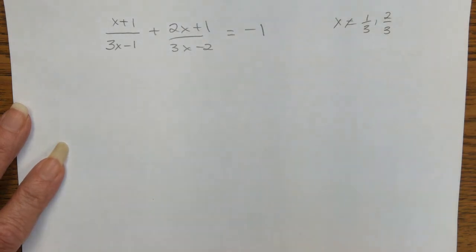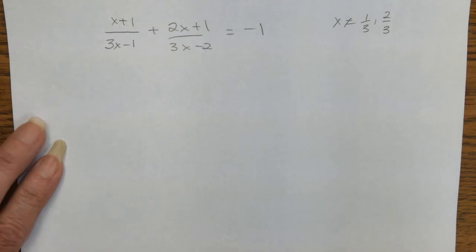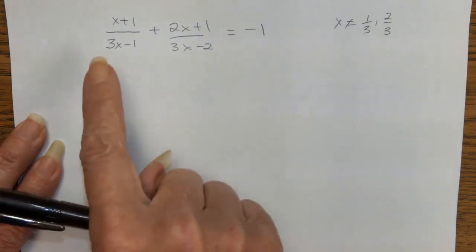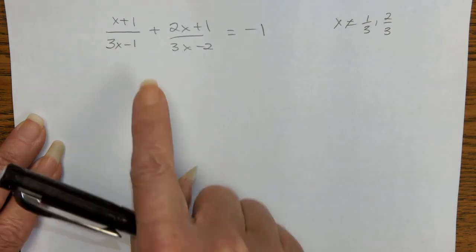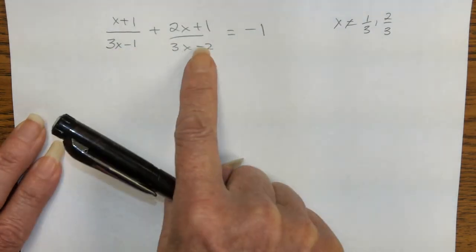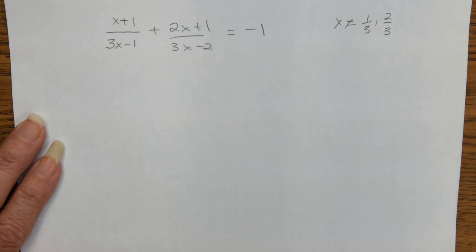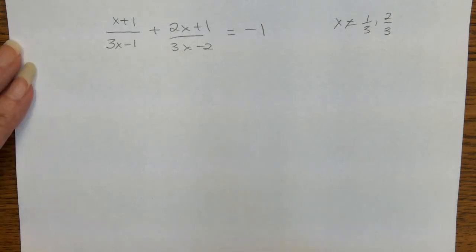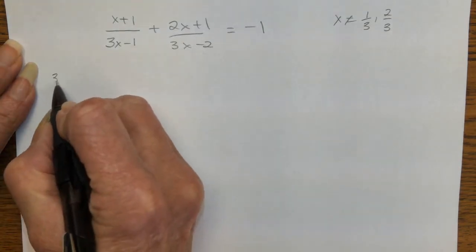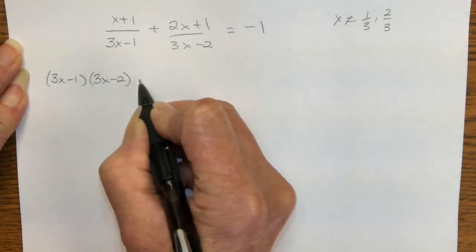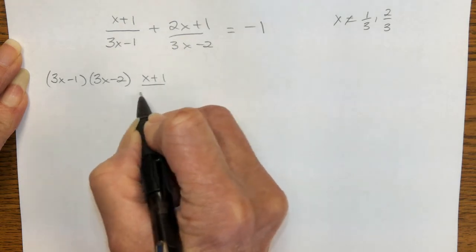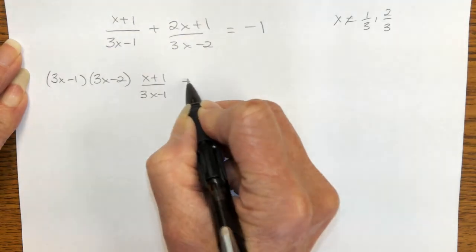But let's get to the solution portion. What we're going to do to get rid of these denominators is multiply every single term in the equation by this denominator, 3x minus 1 times 3x minus 2. It's going to look big and ugly at first, but you're going to find it's going to look a whole lot better once those denominators are gone. So let's go ahead and do that. We have our 3x minus 1, 3x minus 2, and we're going to multiply it by every single term. Now this is going to take a minute to write out.